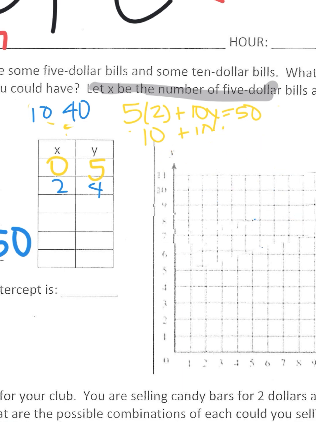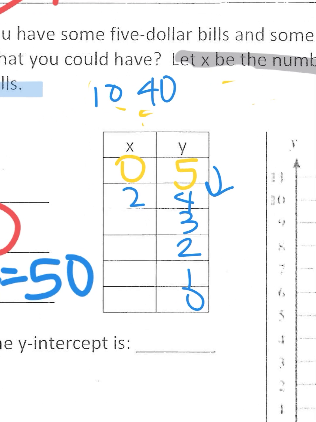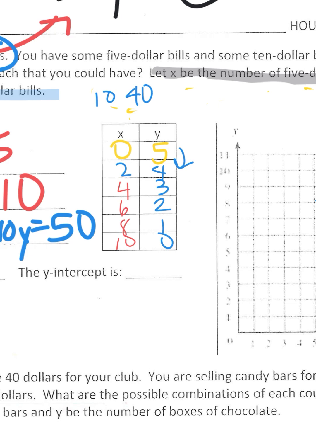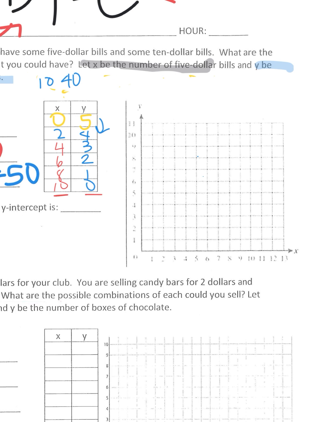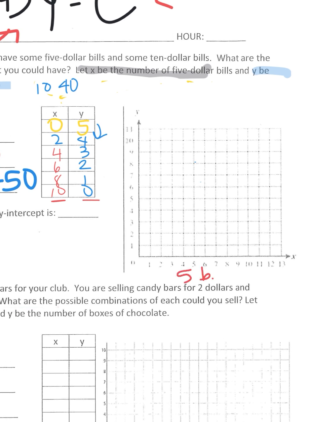All right, now when we studied patterns, if we know this is a linear function, I can actually just complete this table now. Do you see in the y's, it went down by 1, so it's going to go 5, 4, 3, 2, 1, and 0. And look in my x's, it went up by 2, so I can just keep going 0, 2, 4, 6, 8, and 10. These are all the different combinations I could have. I could have 10 $5 bills and no $10 bills for a total of 50. My x-axis is $5 bills. And my y-axis, $10 bills.